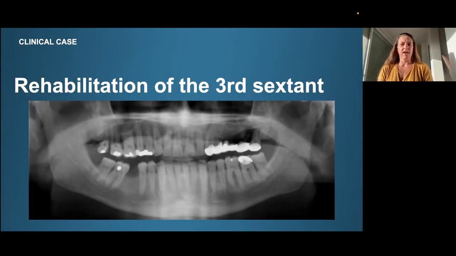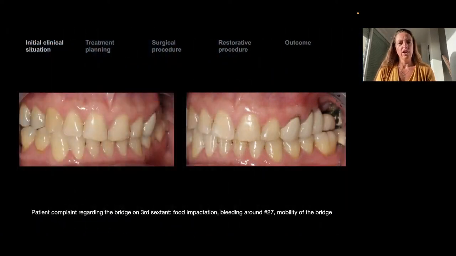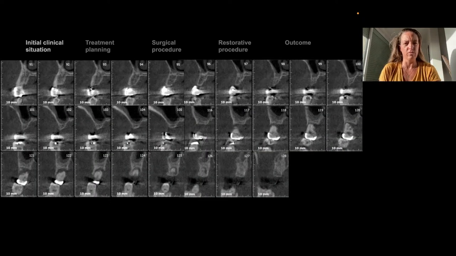The patient came and the bridge that he had on the third sextant was loose. So unfortunately, the second molar and third molar were lost. And here you can see the intraoral view. He was complaining about food impaction, bleeding around 27, and also mobility of the bridge.